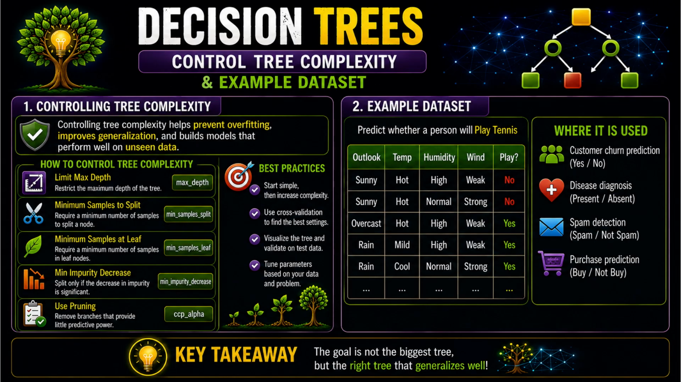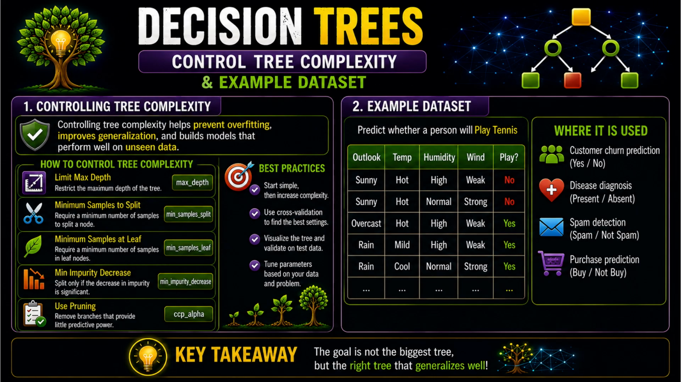Now if you want to control the tree complexity, how do you do that? Controlling the tree complexity helps prevent overfitting, improves generalization, and builds models that perform well on unseen data, which is what we want. So limit the maximum depth, set the minimum samples you require to split, the minimum samples in a leaf node, the minimum impurity decrease required to do the split, and use pruning.